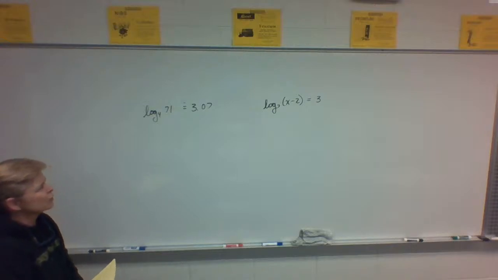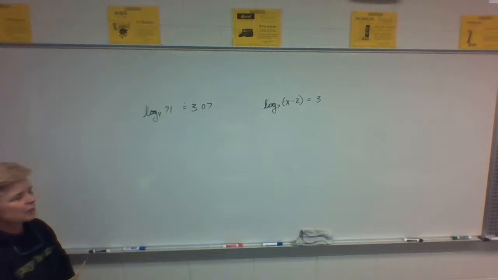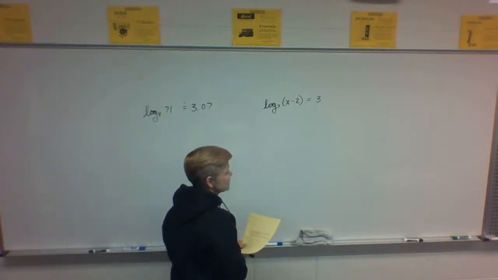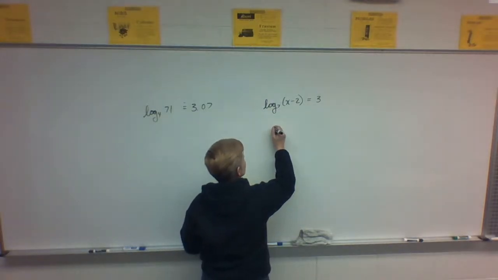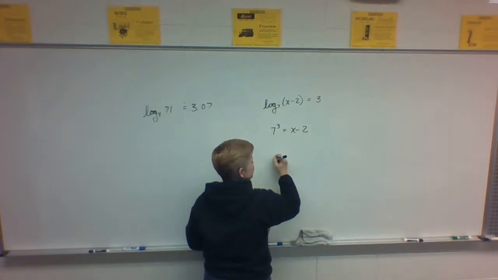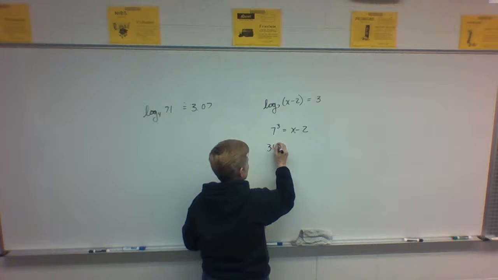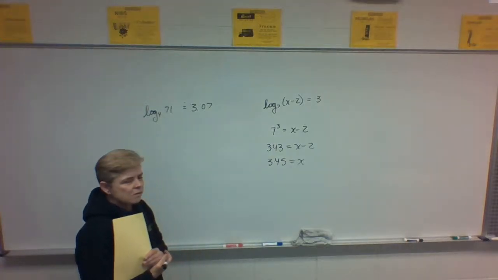When it says solve the equation, it means we're looking for a value of x that makes this true. How are we going to get at that x? Change it to an exponent. Very good. What do you write? 7 to the third equals x minus 2. What's 7 to the third? 343. So 345 is the answer. Most people don't miss this one.